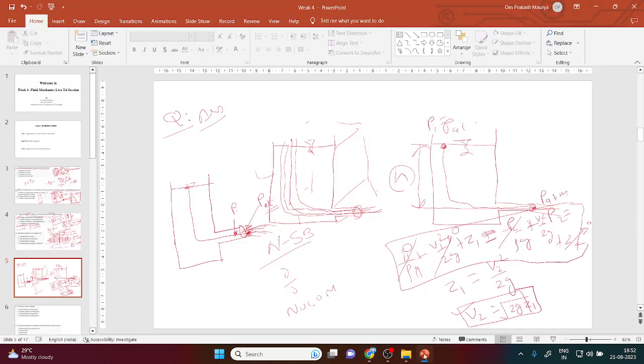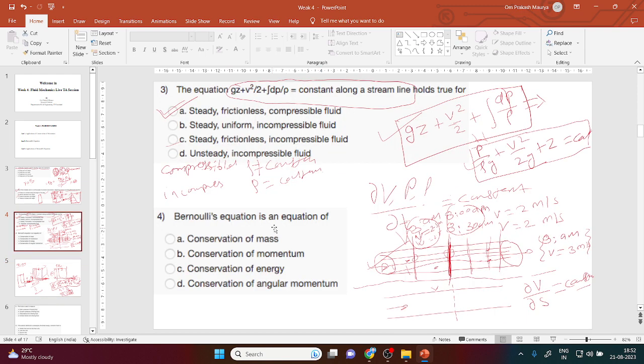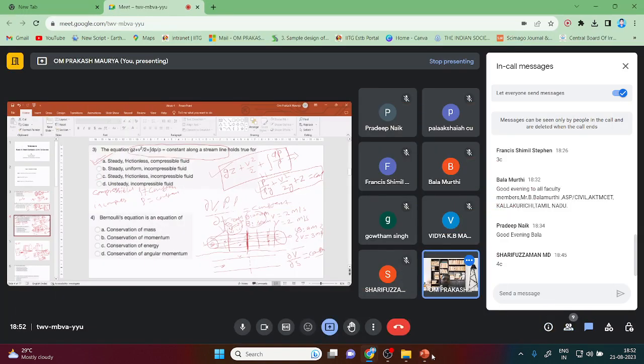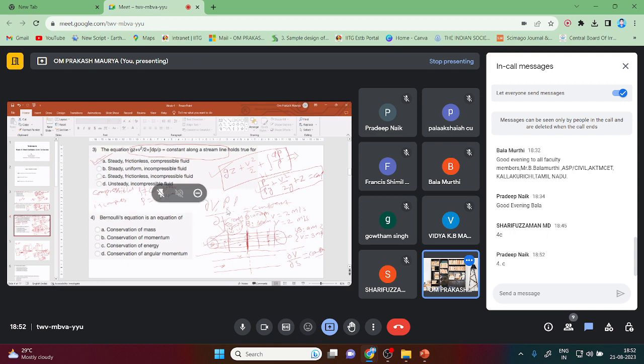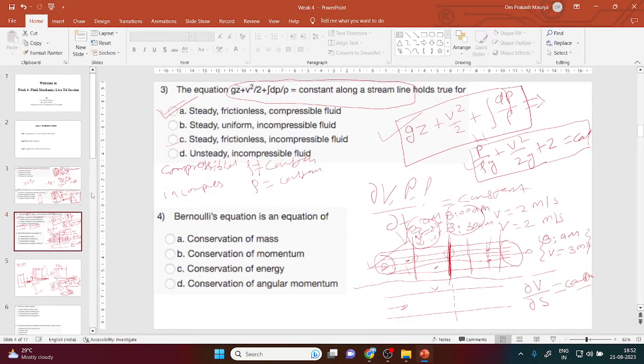Okay, now moving on to question number 4. The Bernoulli equation is an equation of, just write your answer in the chat box. This is very basic. Okay, for question number 4, option C is correct. Yes, yes. Now we'll move on to the next.